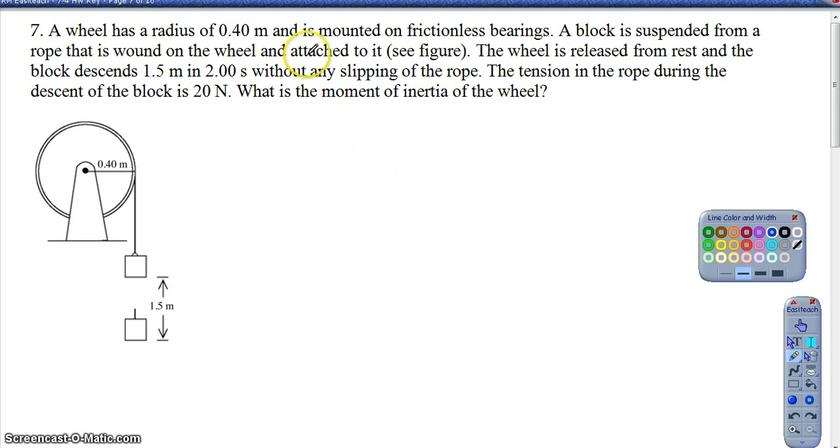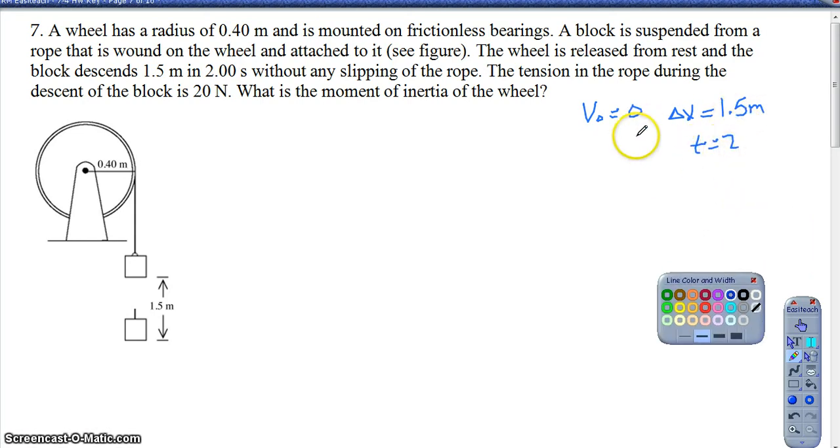But anyway, hopefully you've read through this a little bit. As you read through, they give us a lot of information about how far that block has fallen. The system starts at rest, which tells me the initial linear velocity would be 0. The displacement Δx that it falls is 1.5 meters, and it does so in a time of 2 seconds. Hopefully this is jumping out from stuff we've done all year.